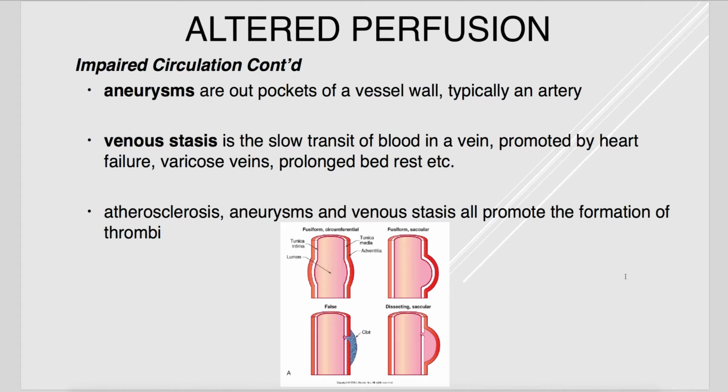Now, all of these things I've talked about, venous stasis, aneurysms, atherosclerosis, all promote thrombus formation. These are things that promote the formation of clots. And this is bad because, of course, if those clots get moving, they can end up in the lungs if it lands in the right side of the heart, or it can end up in the brain if it's in the left side of the heart.